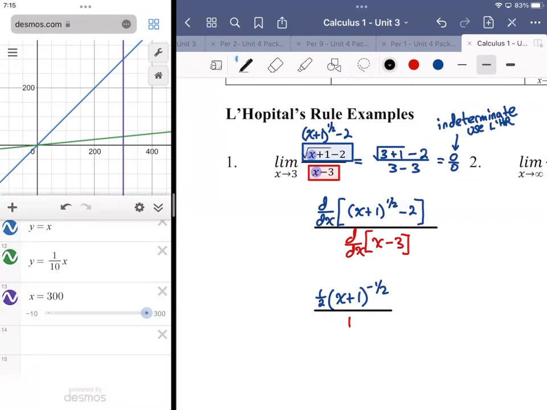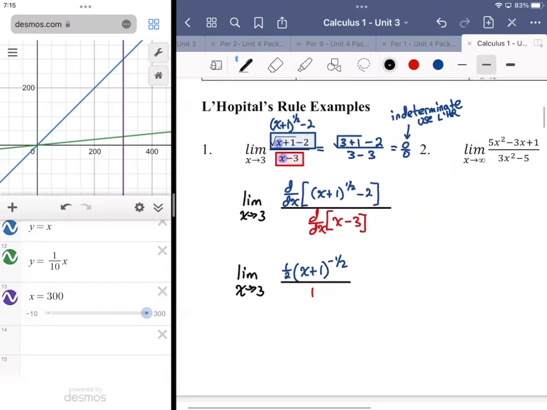So then what we do is we apply the limit to this new expression. So limit as x approaches 3 comes along for the ride. And now I'd find the limit of this new expression, which would be 1/2 times 3 plus 1 to the negative 1/2, 1/2 times 4 to the negative 1/2. So that would be the reciprocal of the square root of 4. So this results in a 1/4. Right, and so that would be my result. That's my limit.